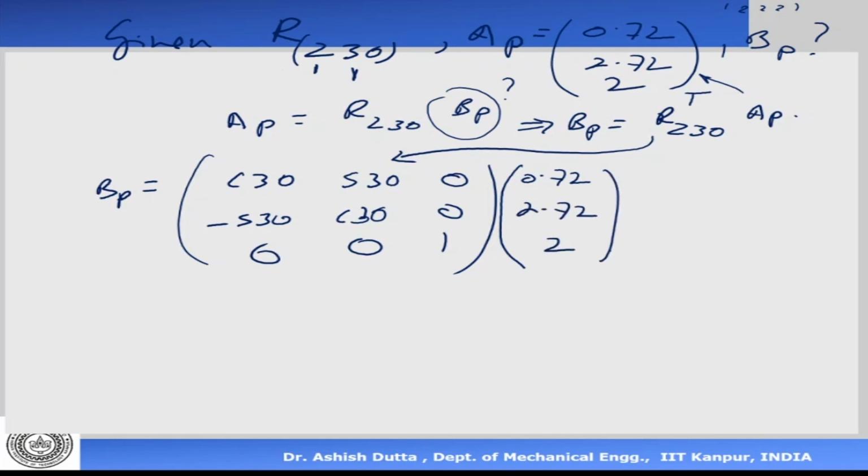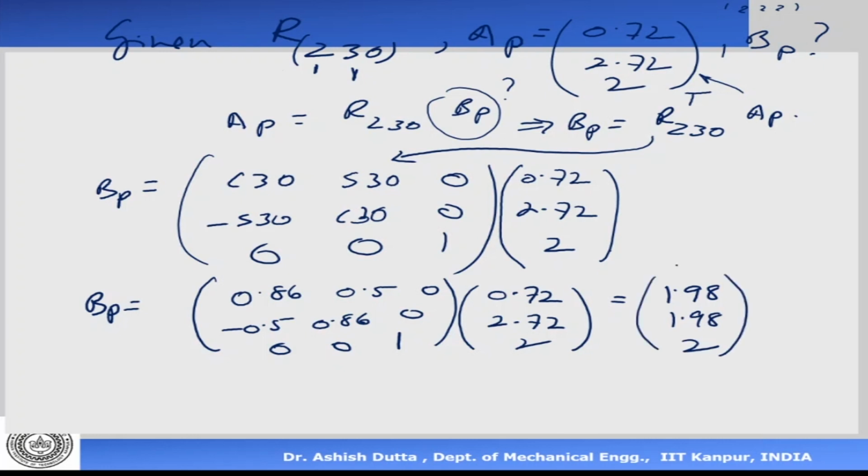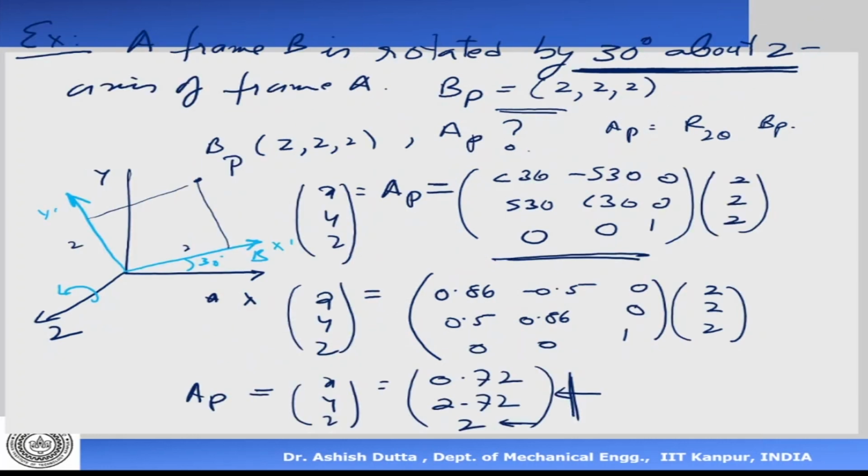Okay, so what I can do is write down the values. BP is equal to [0.86, 0.5, 0; minus 0.5, 0.86, 0; 0, 0, 1] times [0.72, 2.72, 2]. When I multiply it out, what do I get? BP is equal to 1.98. There is some approximation in terms of sine and cos, so we get this, and this is exactly what BP was, right? So what was BP?